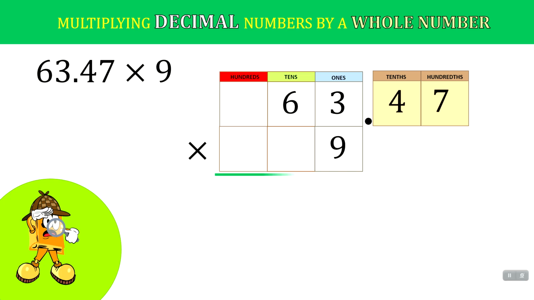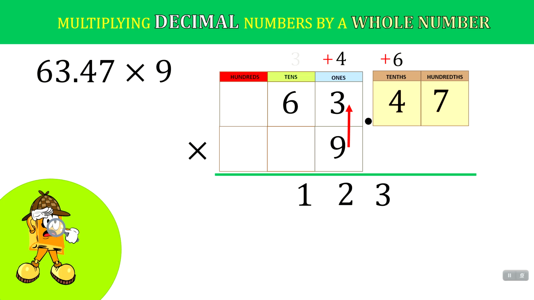Multiply by 9. We start again with the rightmost column. 9 times 7 is 63. We put the 3 and we carry the 6. Now 9 times 4 is 36, plus 6 is 42. We write the 2 and we carry the 4. 9 times 3 is 27, plus 4 is 31. We write the 1 and we carry the 3. And lastly, 9 times 6 is 54, plus 3 is 57.